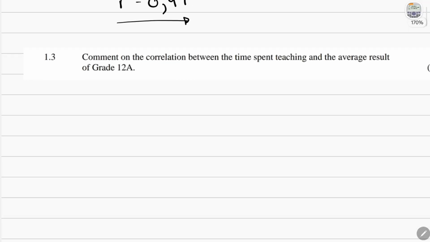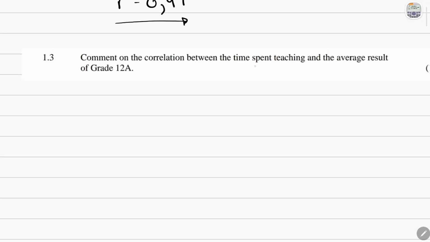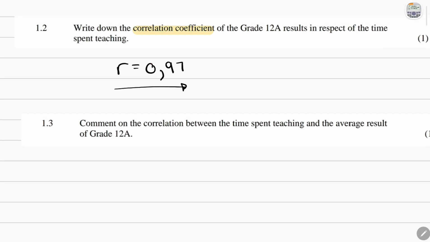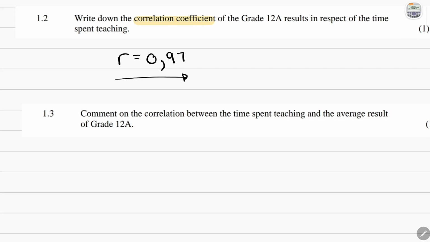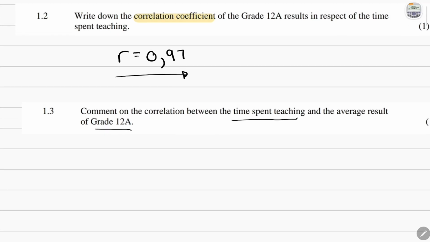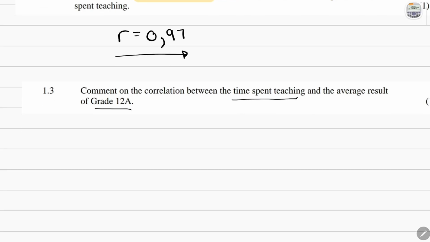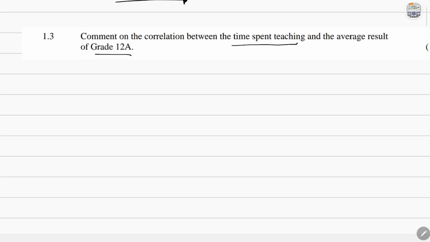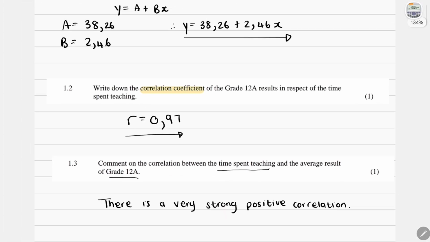And now they say comment on the correlation between the time spent teaching and the average results of grade 12A. So you see, to comment on the relationship between the time spent teaching, the x, and the y values, you look at the correlation coefficient. It's 0.97. So we can see that it's positive, and it's also a very strong correlation or relationship. So the answer is just, it's a very strong positive correlation. Okay, and that is our answer.